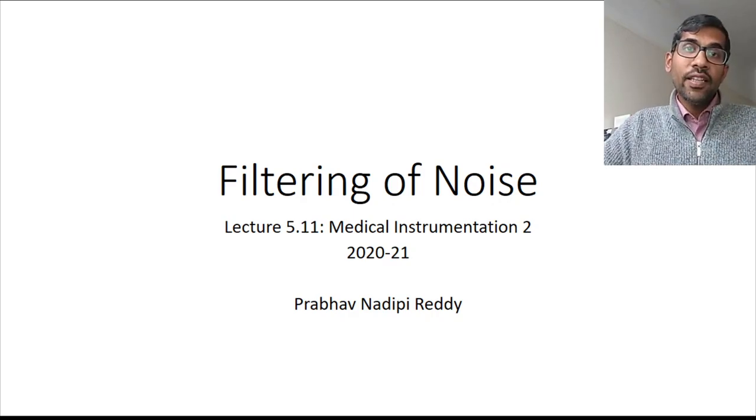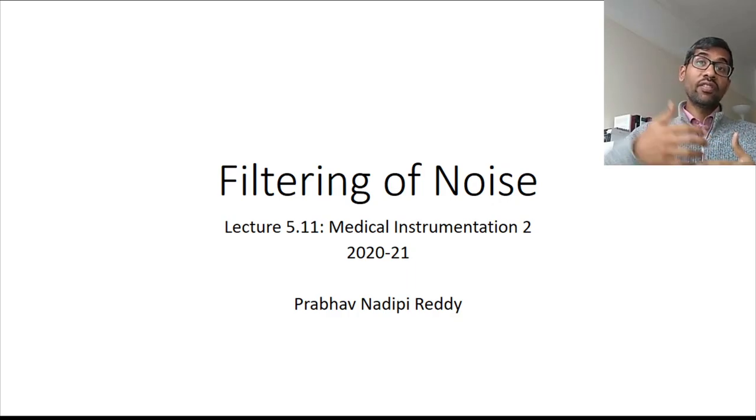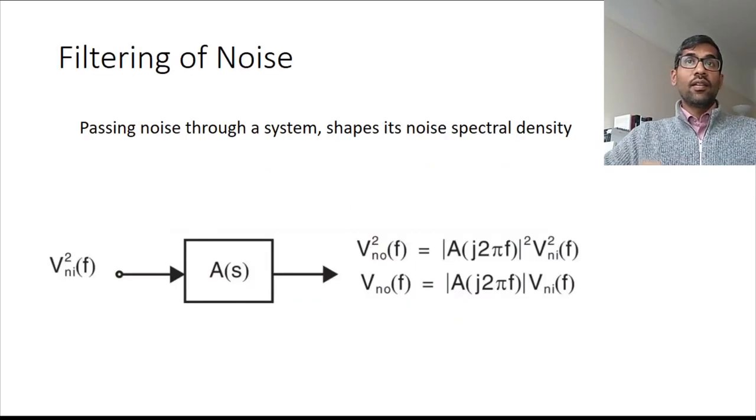Okay, in the previous few videos, we have been looking at the frequency spectrum of noise, and we said that it's called the noise spectral density. And then we looked at how, depending on what the frequency characteristics of the noise are, you can distinguish between different types of noise, right? In this video, I wanted to talk about what happens to noise if you put it through a filter. Okay, so here it goes.